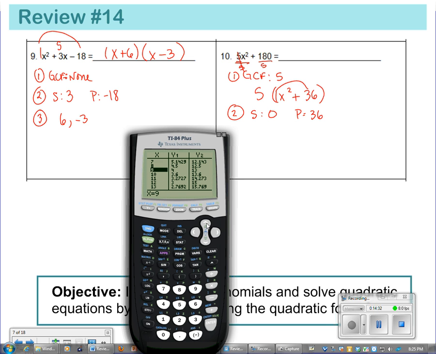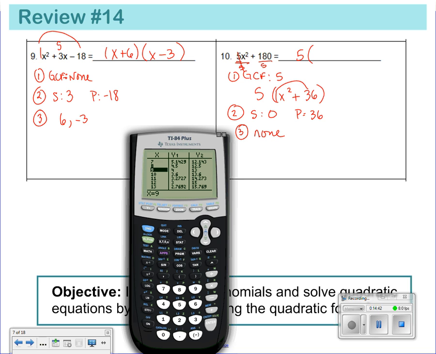So this tells me there are no factors, no two numbers that will multiply to give me 36 and add to give me 0. So when I factored out my GCF, I have factored it completely. I cannot go any further. The farthest I can factor this is 5 times x squared plus 36.